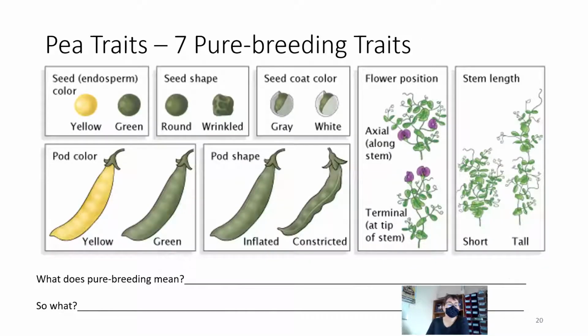And the things that he looked at were seven different traits. So this is from the video. There were yellow seeds and green ones, and they were round and wrinkled. And seed coat colors, lots of different things. It's not completely important, but just know that they looked at peas.